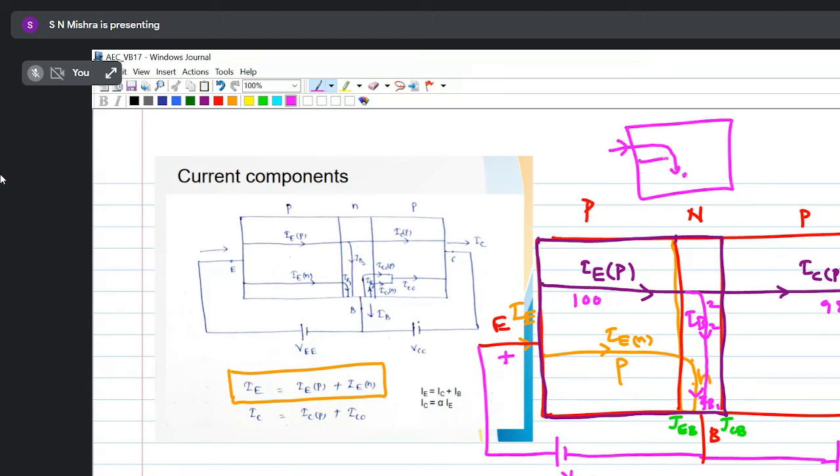So it has traveled this much of distance or not? Yes, sir. So during that travel, it will give you some current. So that current is IB2. Yes, got it.